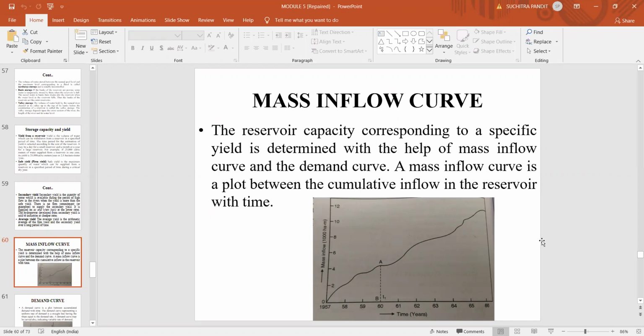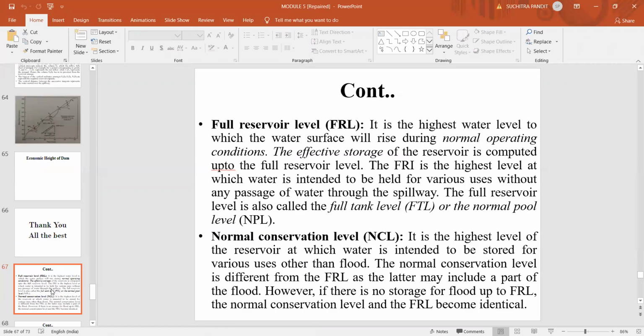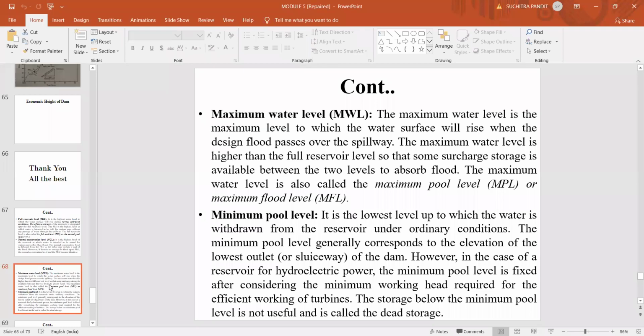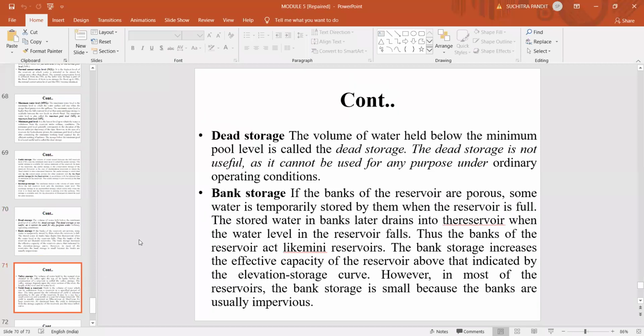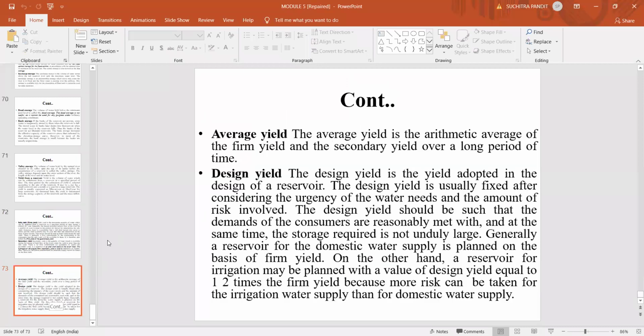Tomorrow, again, you have my class at 9:20. We shall take up the analytical method of estimating the storage capacity of a reservoir. I think tomorrow I will complete the entire syllabus. Anyway, I will share these notes through WhatsApp, so you can go through them. These are quite self-explanatory. All the definitions have been given.